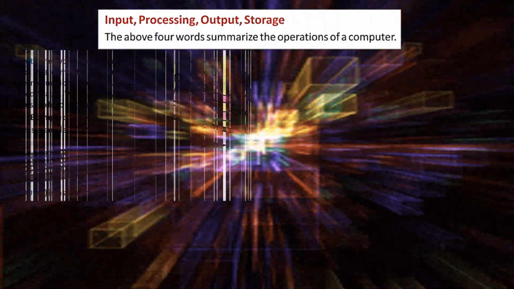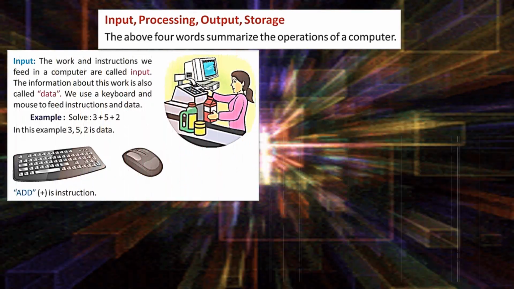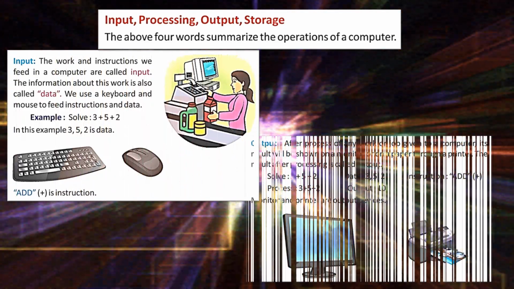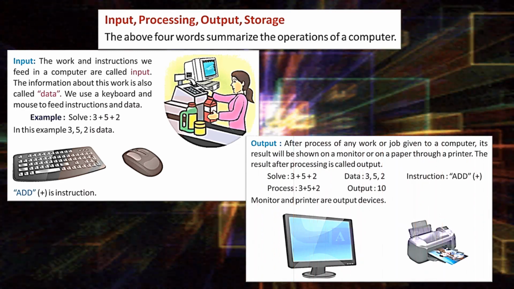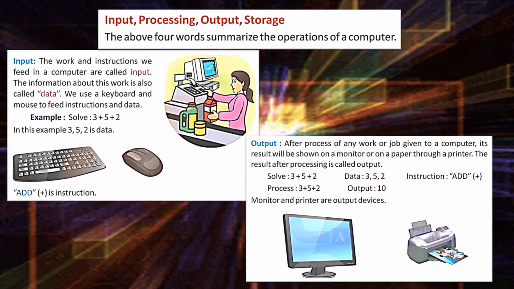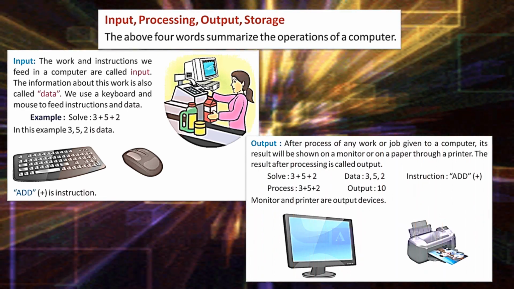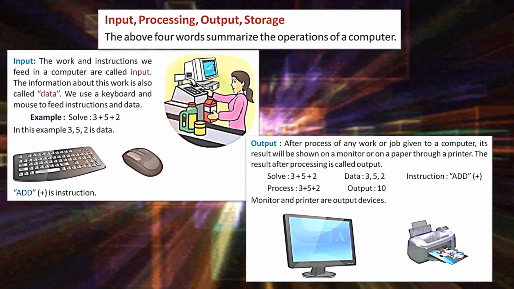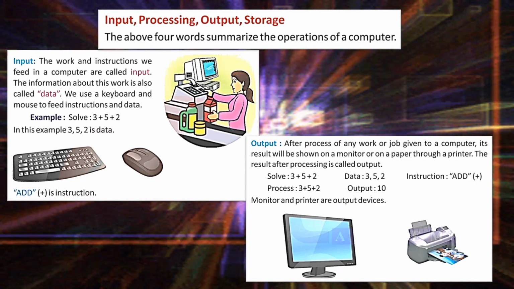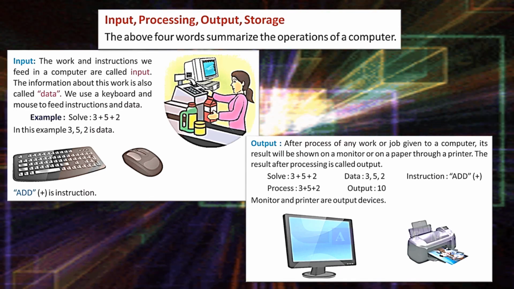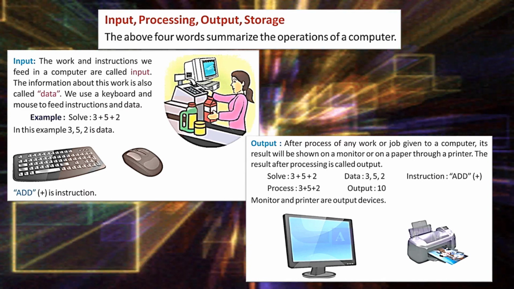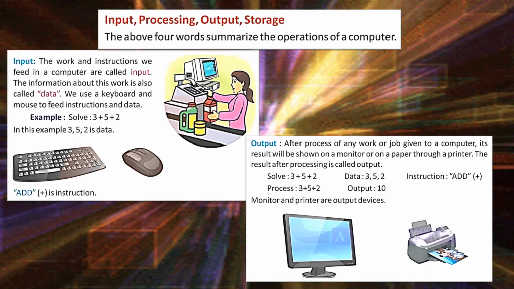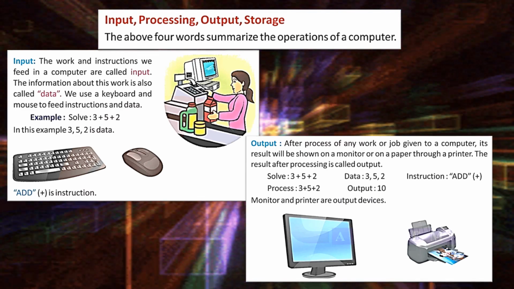Now let's understand input, processing, output, storage. These are the 4 words summarized to the operation of a computer. First we have to do the input, then the processing starts, then the output is shown, and then storage, that is you'll have to store it, save it. So let's begin with the input.